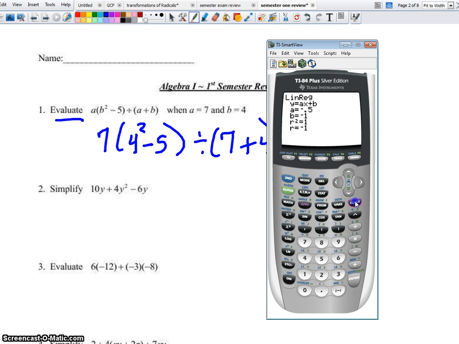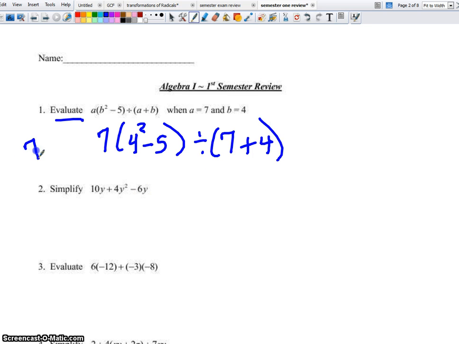So you want to be at your home screen, and you do 7 open 4 squared minus 5 close divided by open 7 plus 4 close. Enter. And you get 7. So 7 is your answer. So evaluate just means put it in and solve.